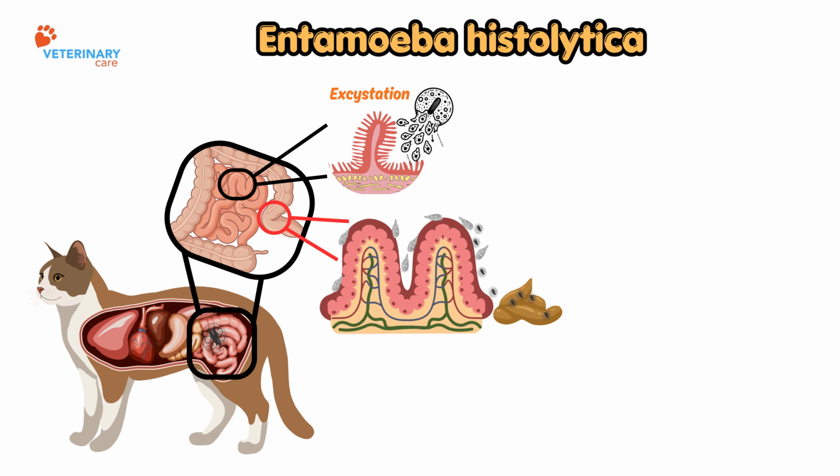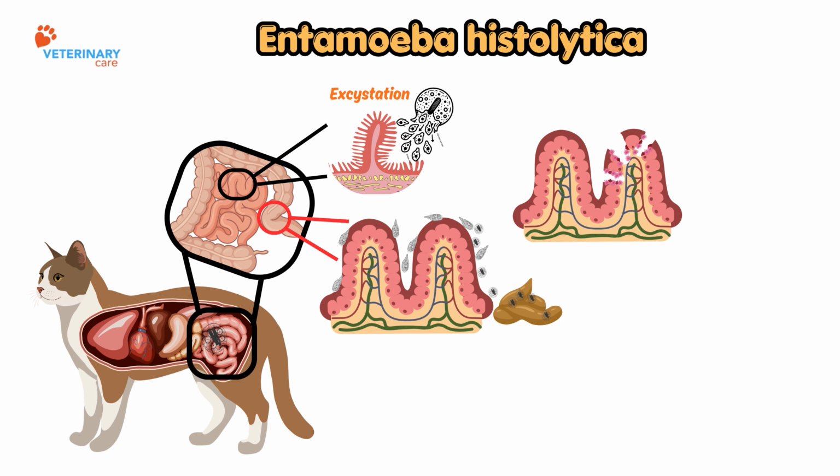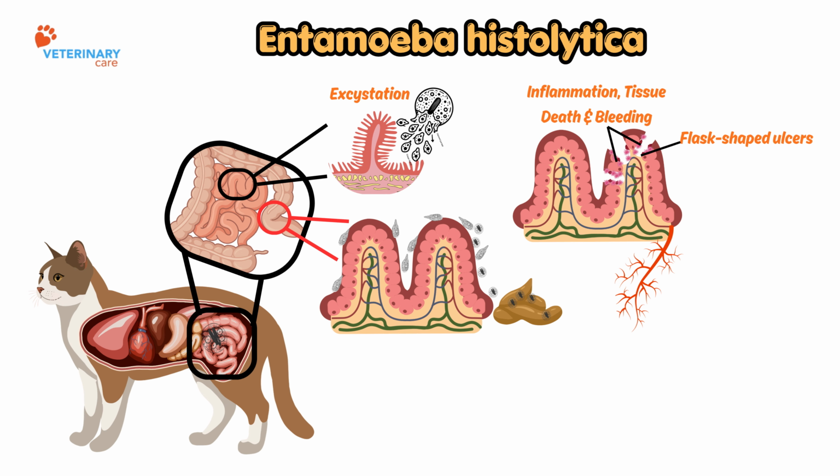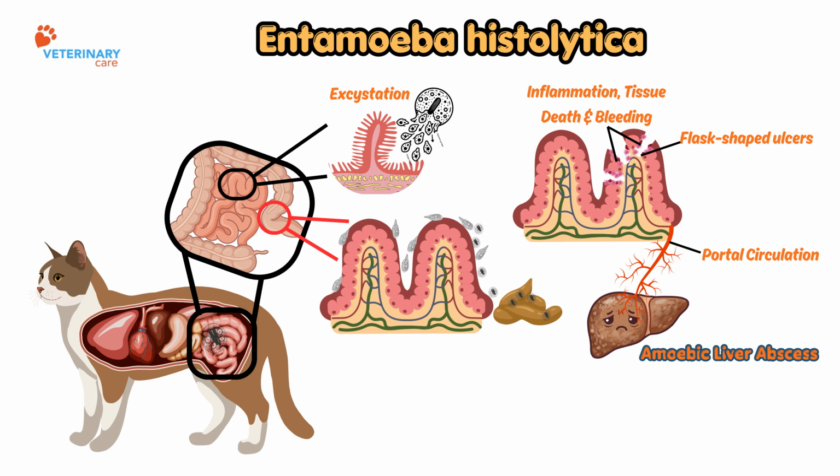Other trophozoites attach to the intestinal lining and invade the intestinal wall. They damage cells and tissues, causing inflammation, tissue death and bleeding. This can produce the typical flask-shaped ulcers, which have a narrow opening at the intestinal surface and a wider area of tissue damage underneath. In severe cases, trophozoites can enter blood vessels and travel through the portal circulation to the liver. There, they may destroy liver tissue and form an amoebic liver abscess. Rarely, the infection may spread to other organs.